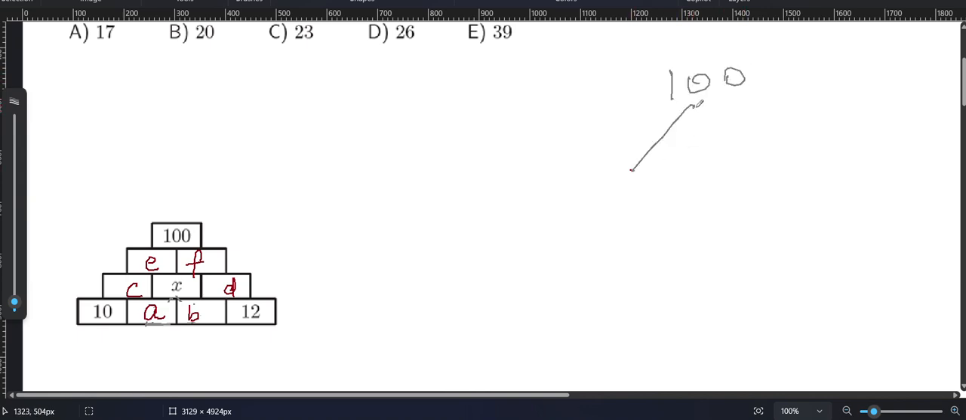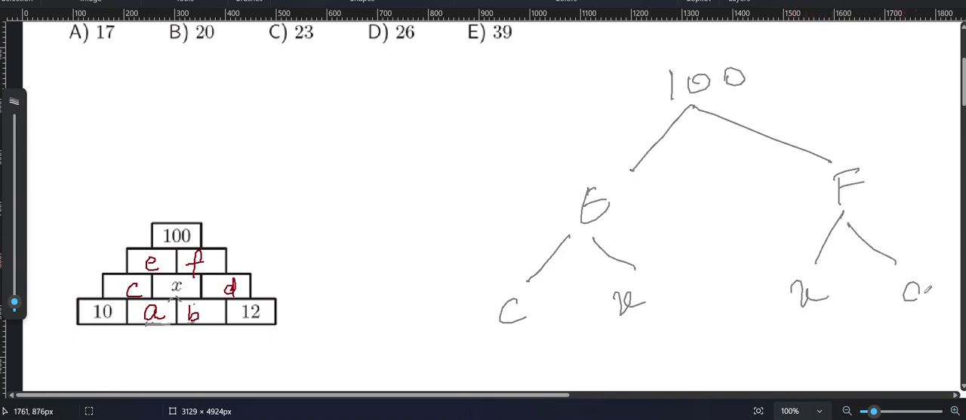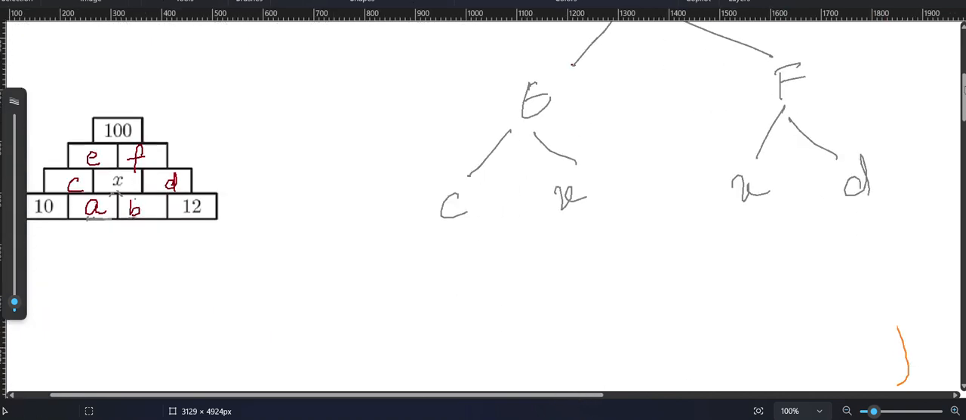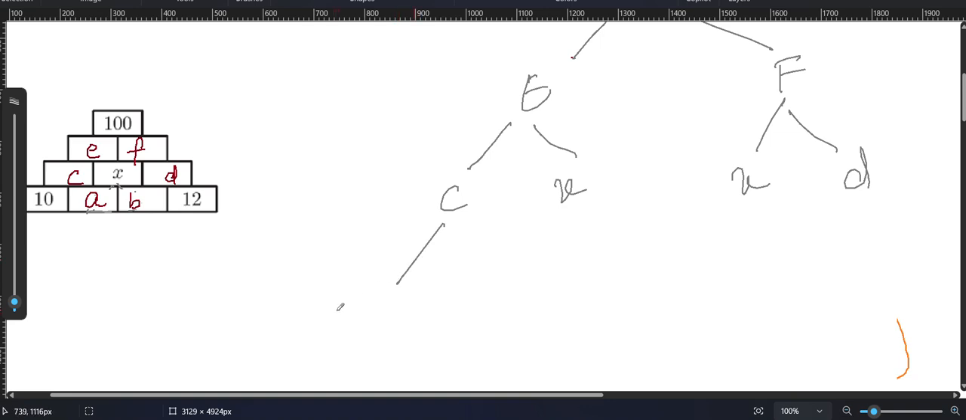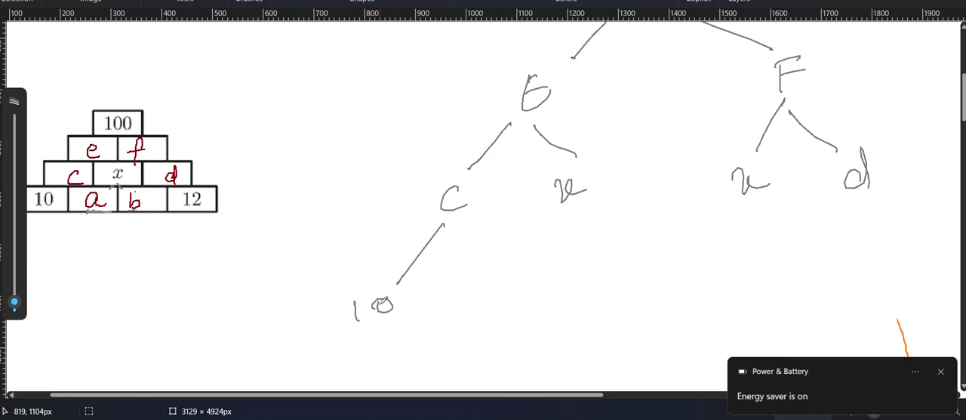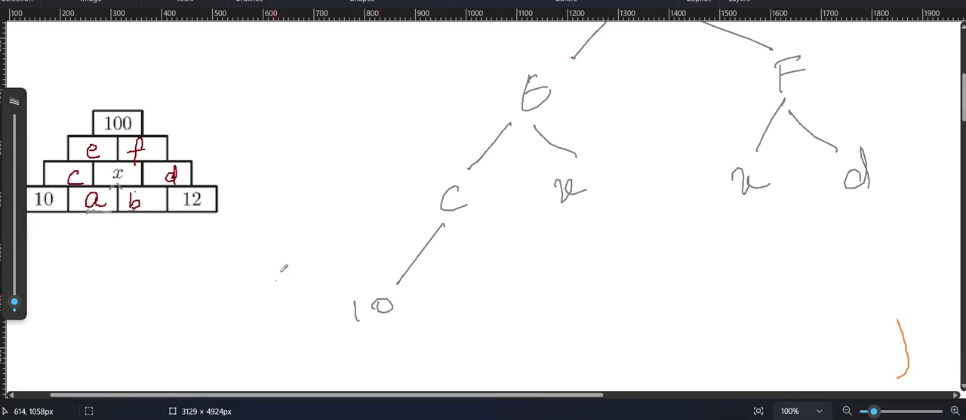So 100 is nothing but the addition of E and F. E is the outcome of adding C and X. F is also an outcome of adding X and D. Going further, C is the outcome of adding 10 and A. X is the outcome of adding A and B. X is again the outcome of adding A and B. D is the outcome of adding B and 12.